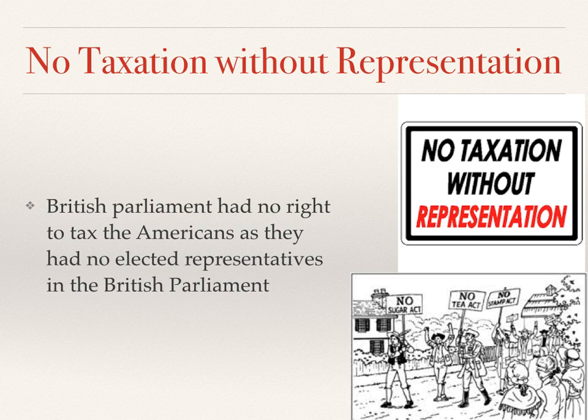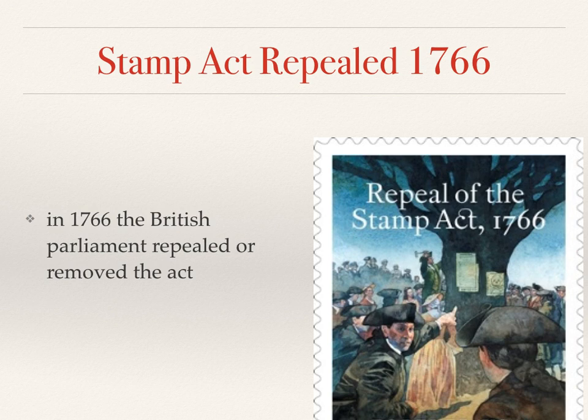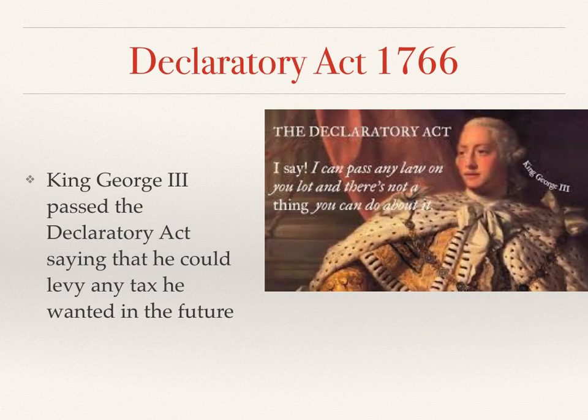And this meant that the British Parliament and King George III had no right to tax the Americans, as the Americans had no elected representatives in the British Parliament in Westminster, in London. The campaign against the Stamp Act was actually successful, and the British repealed or removed the Act the following year in 1766.